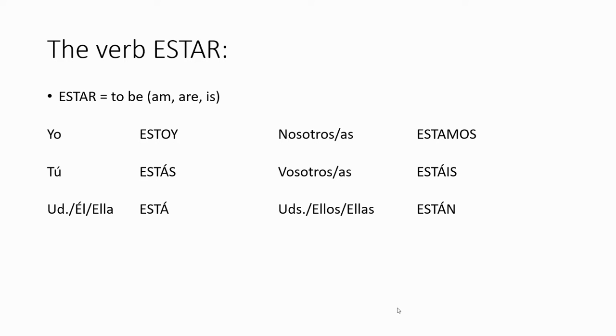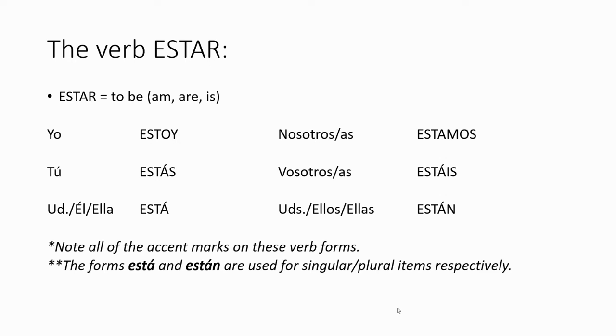We see the 6 forms of estar here. We have estoy, estás, está, estamos, estáis, and están. Note all of the accent marks on these verb forms. All of them have an accent mark except for estoy and estamos. The forms está and están are used for singular and plural items, respectively, so not just for people. El lápiz está en la mesa. Los lápices están en la mesa.